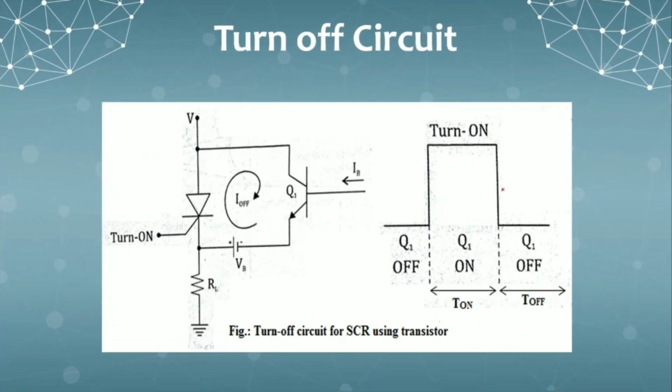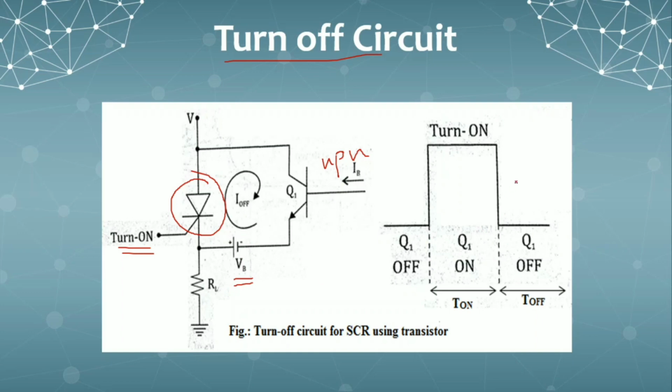So, this is one of the commutating circuits, a turn-off circuit that is normally given by the manufacturer. These are some techniques to turn off the SCR, where you have the SCR connected here. You have gate current to turn on. We will connect a transistor across this, and a reverse voltage is also given here, which is the bias voltage VB with the load RL.